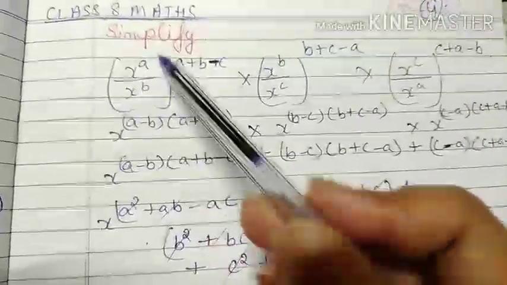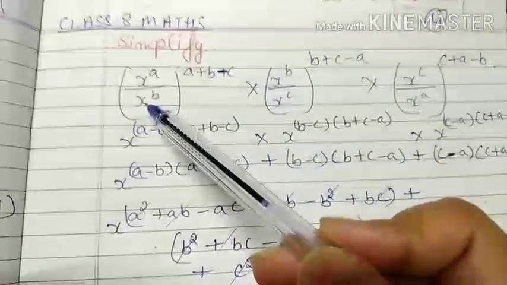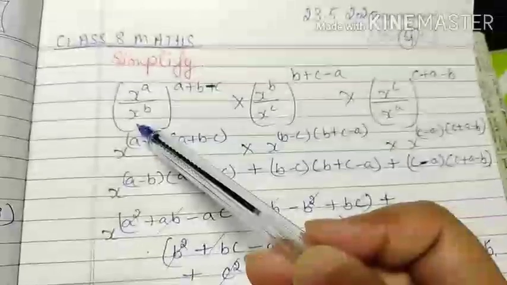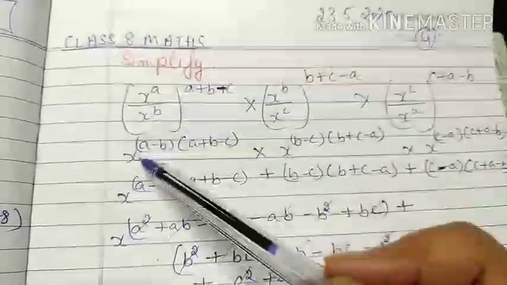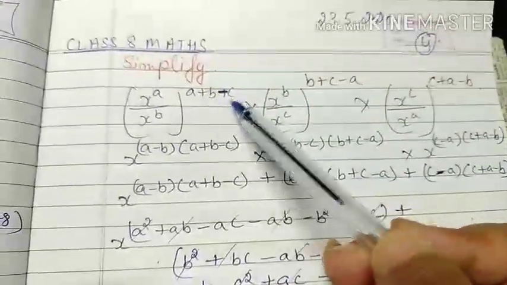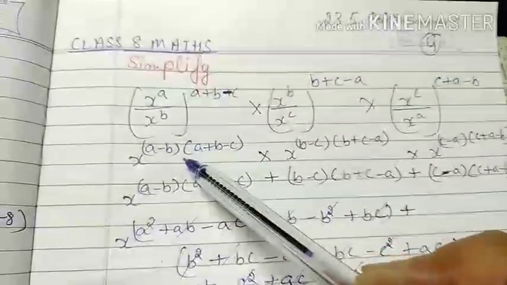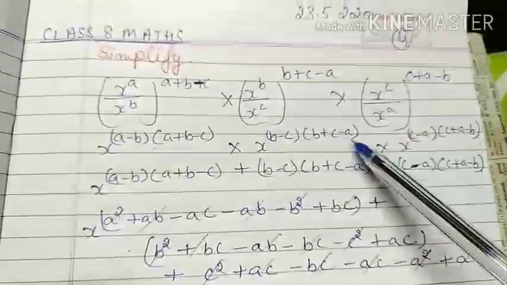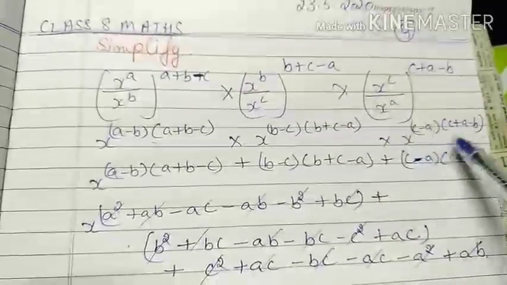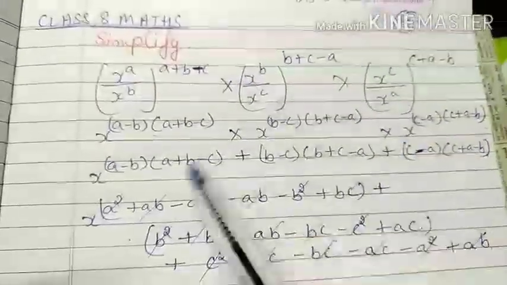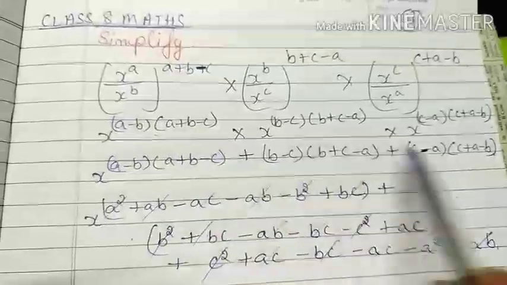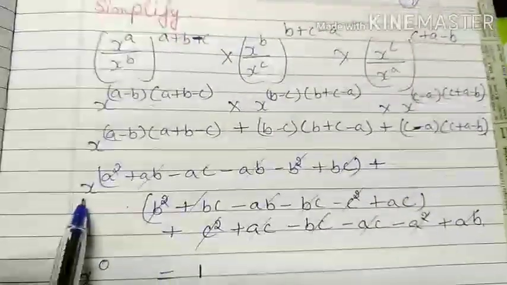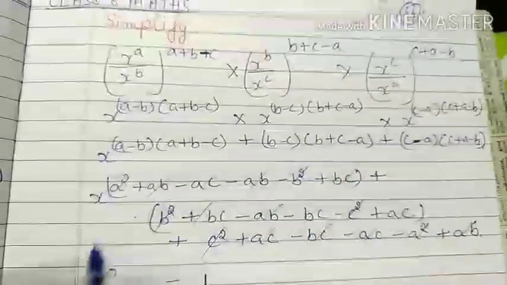First, whatever is inside the bracket, you make a single base by subtracting, because one base is in the numerator and the same base in the denominator, so subtract the powers. x to the power a minus b, and the outside power is multiplied with that power. Similarly here x to the power b minus c, b plus c minus a, then x to the power c minus a, c plus a minus b. Now if the base is the same, all the powers should be added. So now I write only a single base and the addition of all the powers.